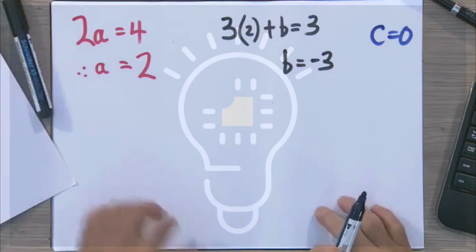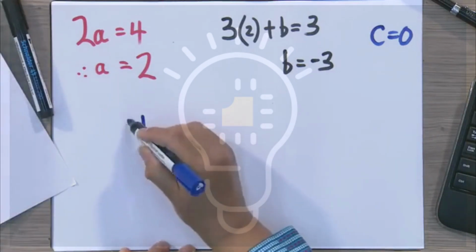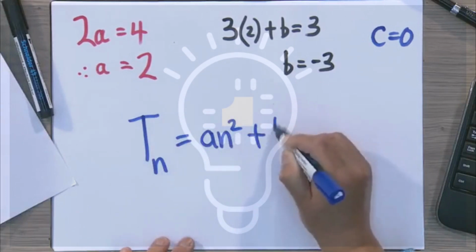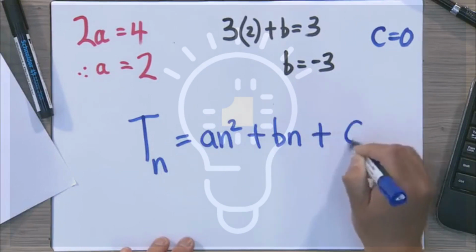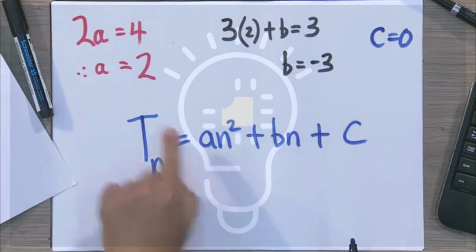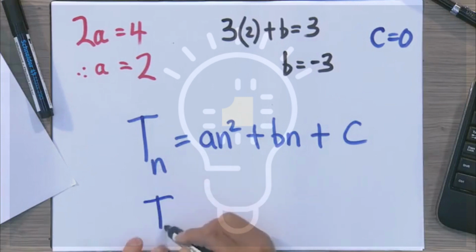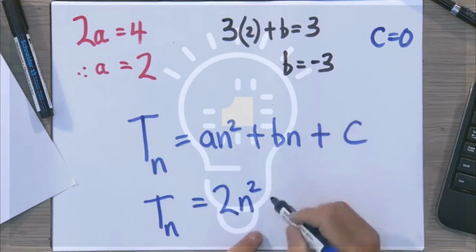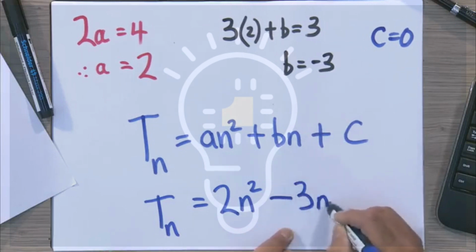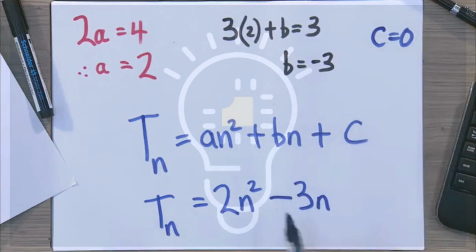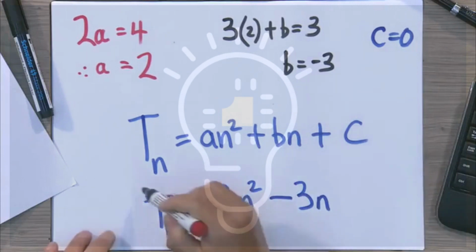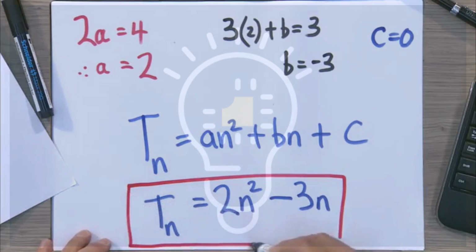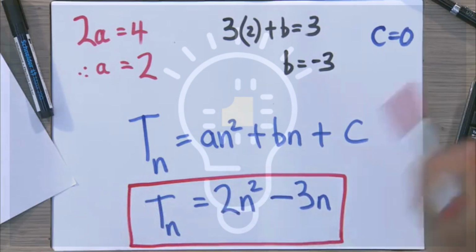So what is the general term of our quadratic sequence? Tn is equal to an squared plus bn plus c. We know that a is 2, so therefore Tn is equal to 2n squared. B is equal to minus 3n, and C is 0, so we can just leave that out. Here, grade 12s, is our final answer. That's how we find the general term of the quadratic number pattern that we are dealing with.